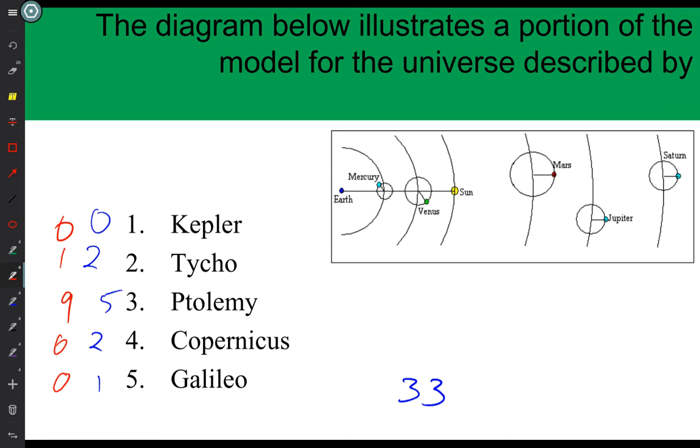Because I just remember that name being mentioned last. Okay, Ptolemy is the right answer.